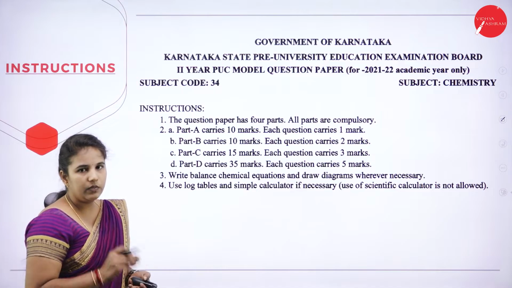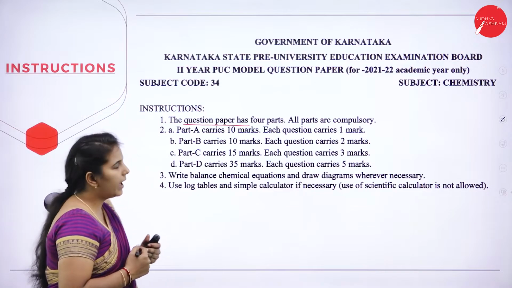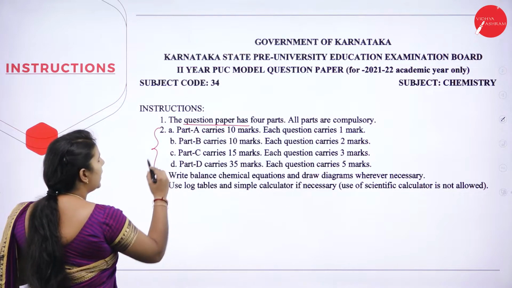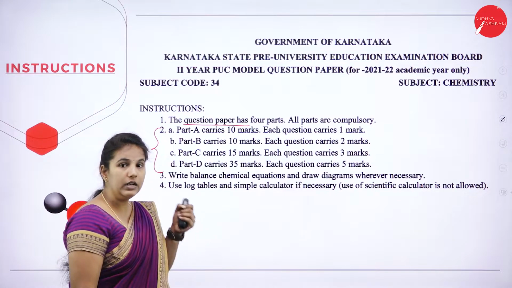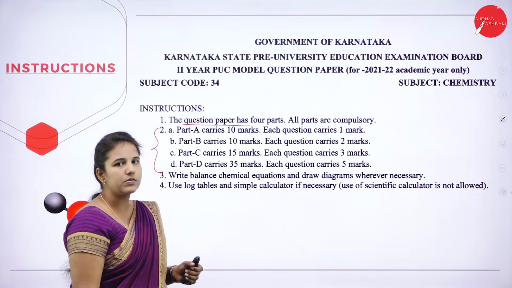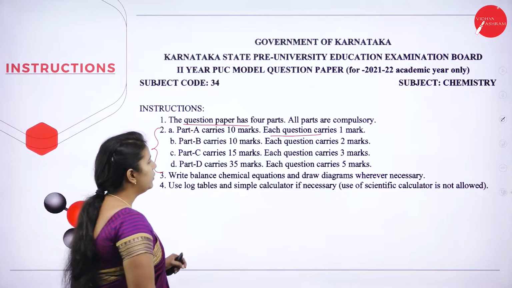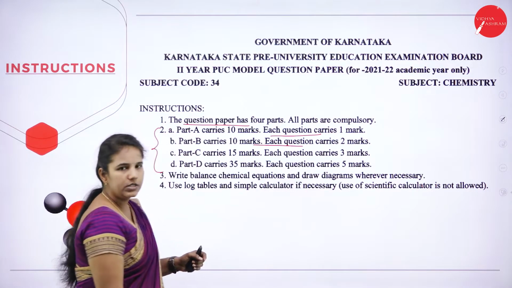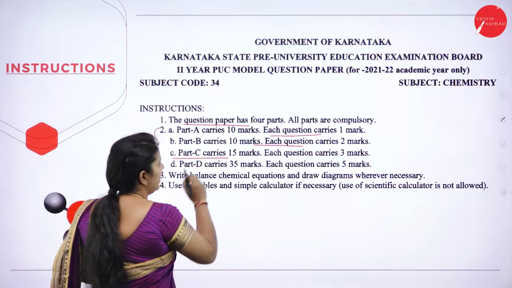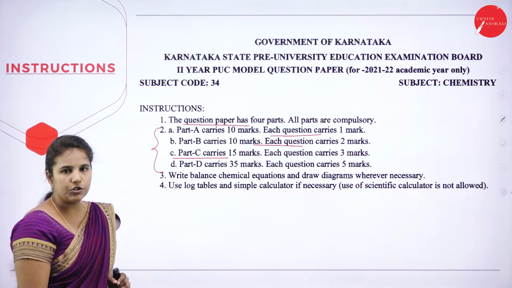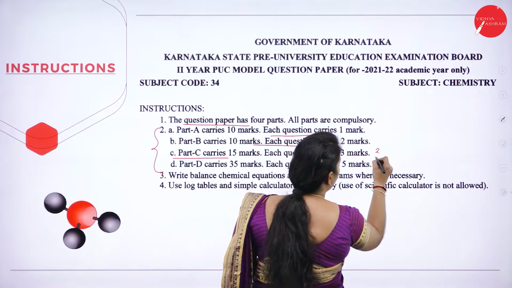The question paper consists of 4 parts, which I have already explained: part A, part B, part C and part D. So remember, in part A, you need to attend only 10 questions because there will be 15 questions. Each question will carry 1 mark. In part B, you need to attend only 5 questions which carry 2 marks, so it is 10. Coming to part C, which carries 3 mark questions, you need to attend only 5 questions, so it carries 15 marks.